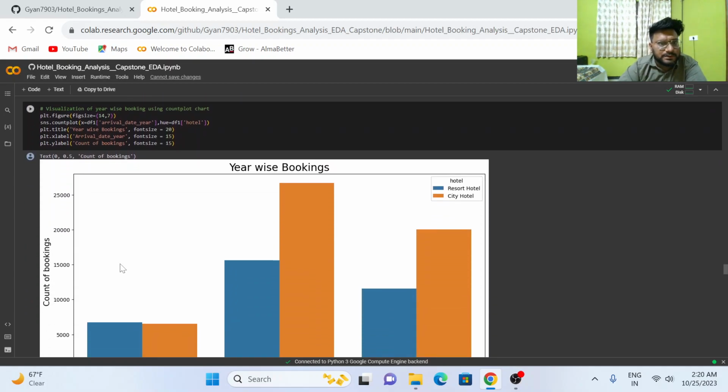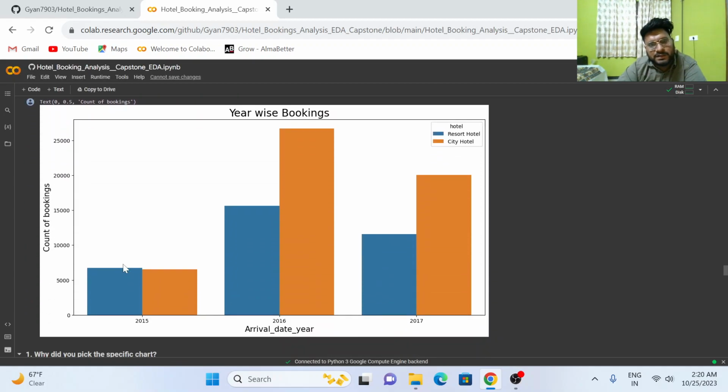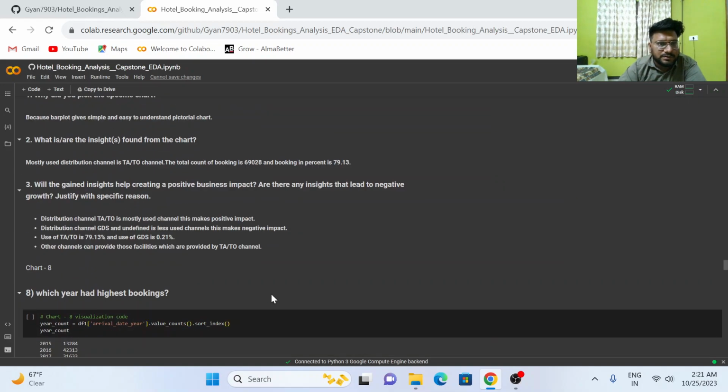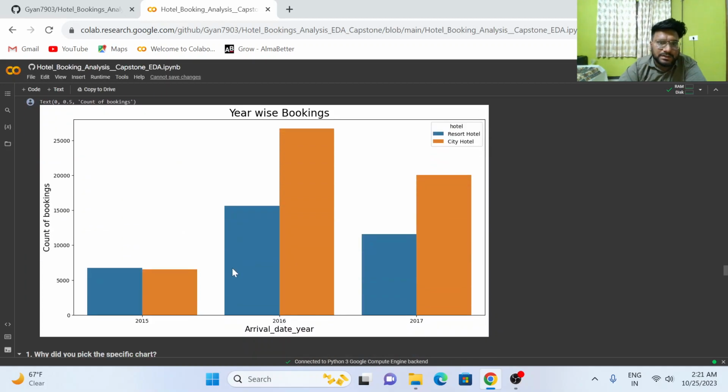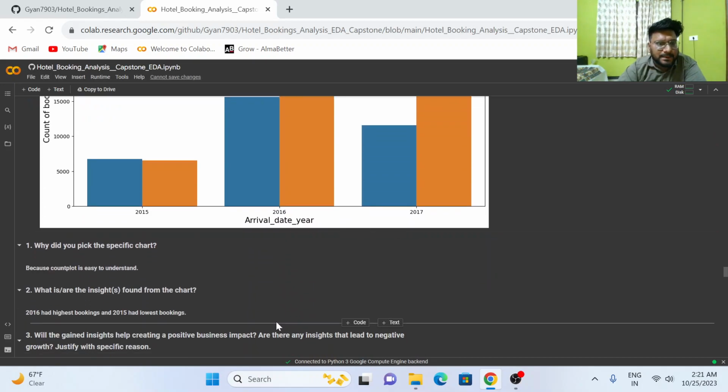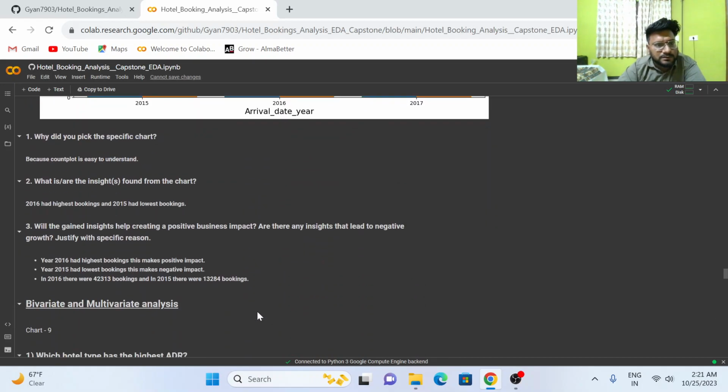So what we have done in this count plot is we have divided the total observations into their hotel types, in which the blue one is the resort hotel type, and the orange one is the city hotel type, and if we combine them, we'll get the exact number. If we combine the values of the blue one and the orange one, the city hotels, we'll get a value of around 42,330 in the year of 2016.